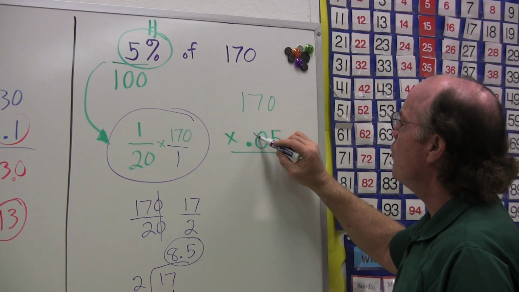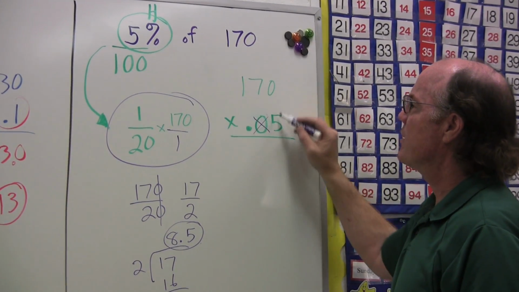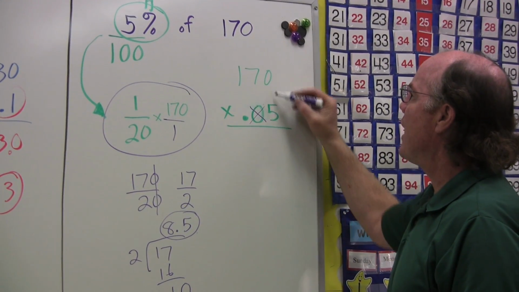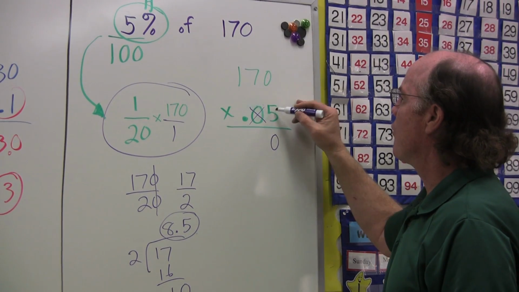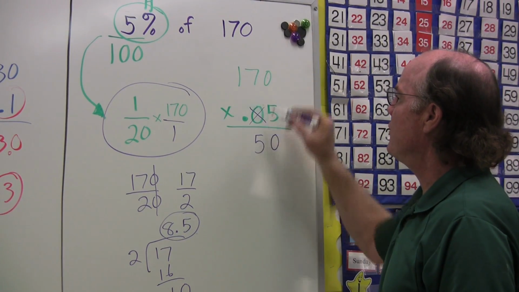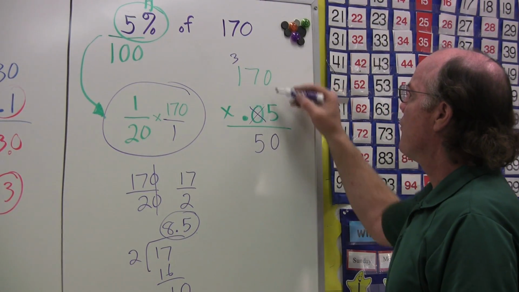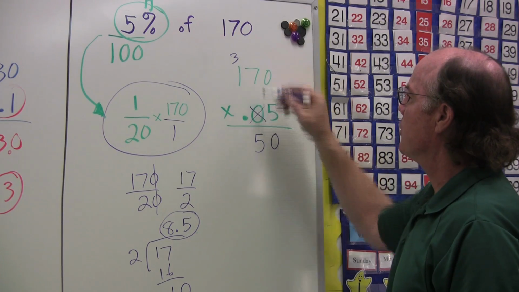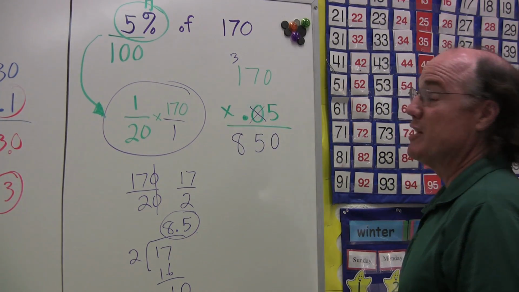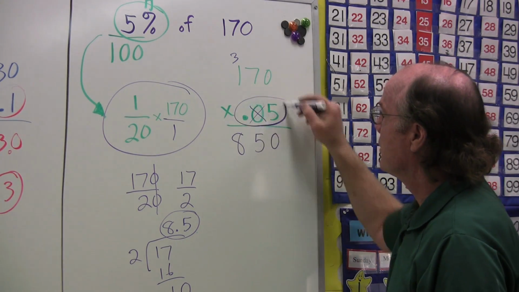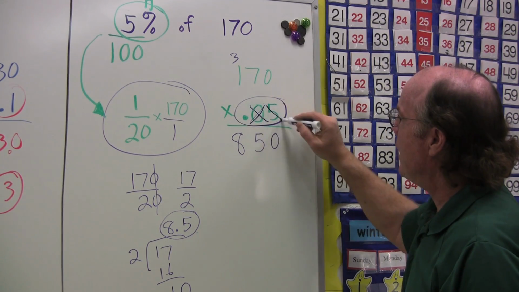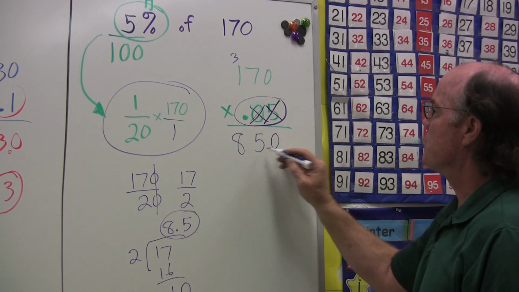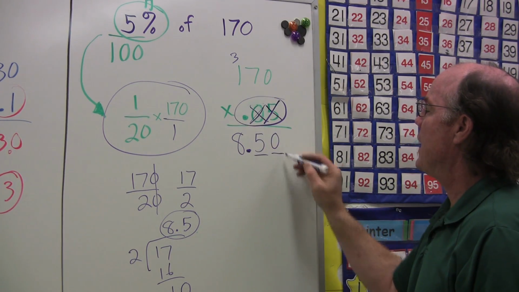Now, we don't worry about multiplying by 0, only 5. So we go 5 times 0, 0. 5 times 7, 35, carry the 3. 5 times 1 is 5, plus 3 is 8. Now let's be careful. There are 2 spots behind the decimal. 2 spots behind the decimal.